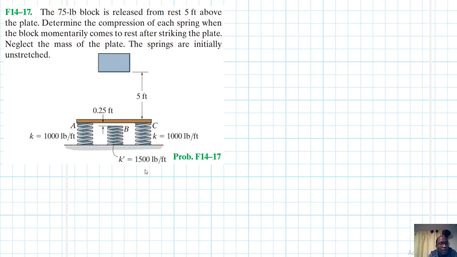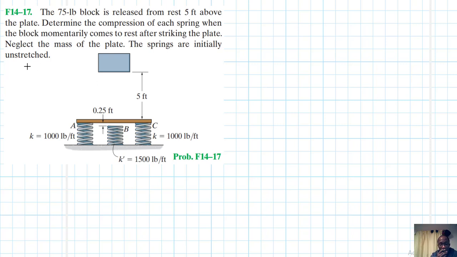The problem reads that the 75 pound block is released from rest 5 feet above the plate. Determine the compression of each spring when the block momentarily comes to rest after striking the plate. Neglect the mass of the plate. The springs are initially unstretched.